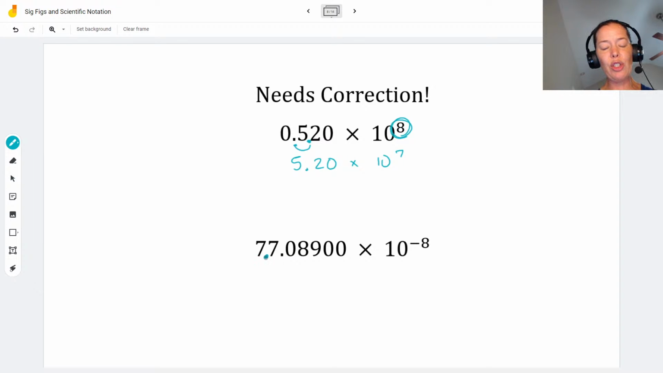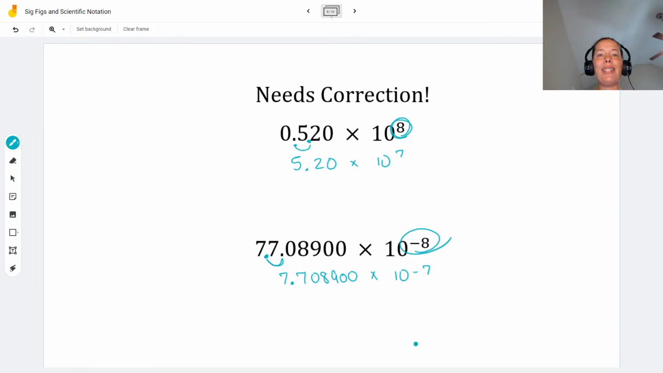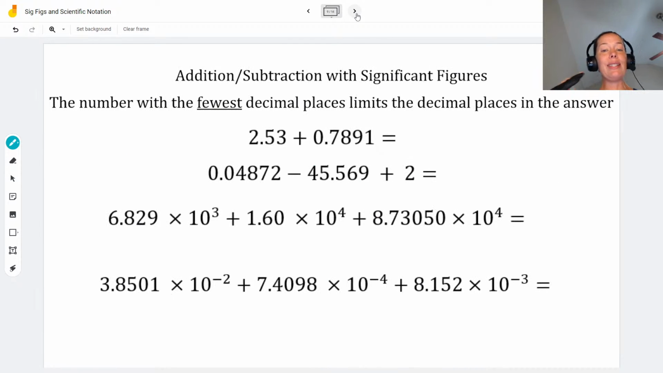The decimal should be here. So this should be 7.7900. And again, we just have to adjust this -8th to account for this shifting of the decimal, and that will be a -7. Okay, and I will show you in just a few minutes how this skill is actually really, really necessary.